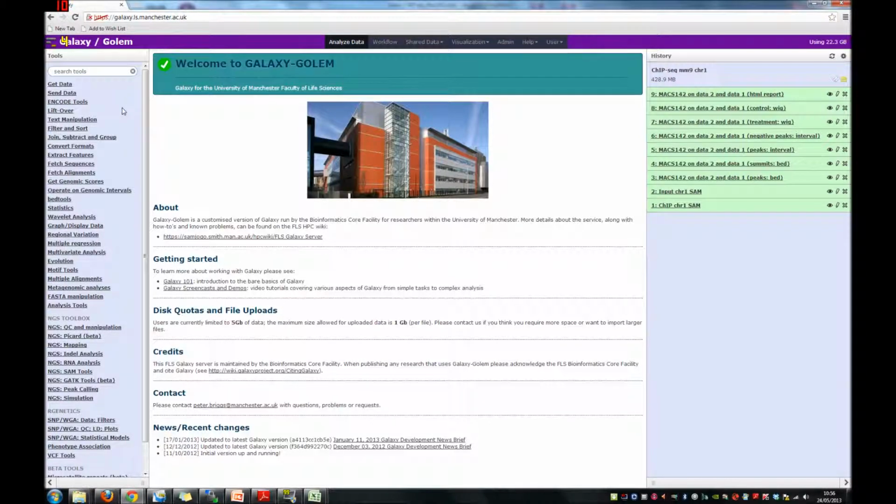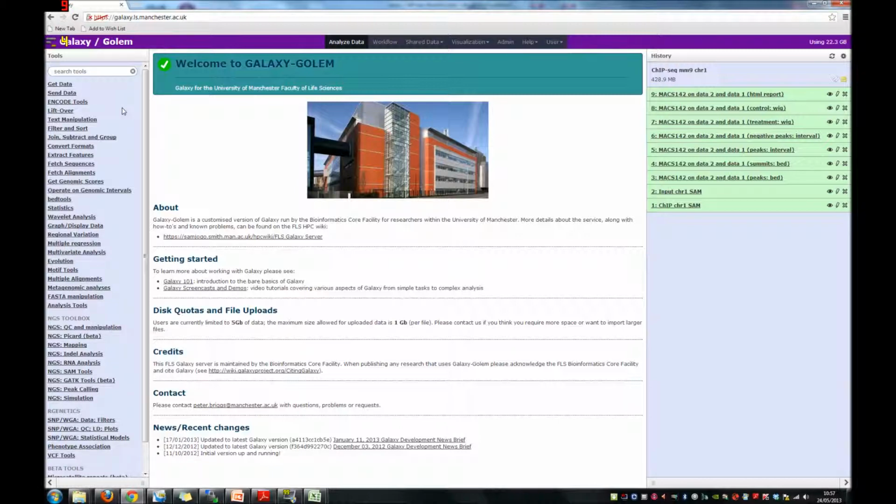This is the third in a series of videos where I describe how to perform ChIP-seq analysis using Galaxy. In the first video I talked about how to use Galaxy and gave a brief introduction to what ChIP-seq analysis was. In the second video I used MACS to perform peak calling on the data that I'd prepared for this tutorial.